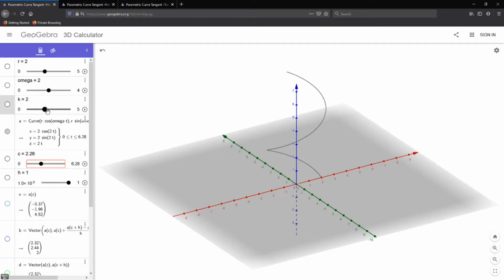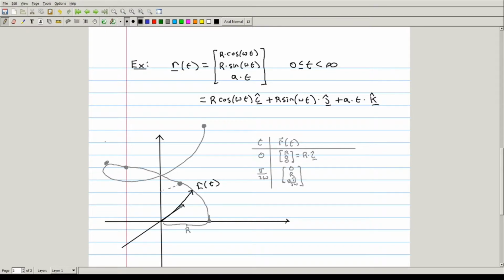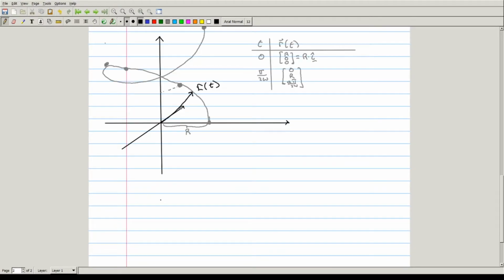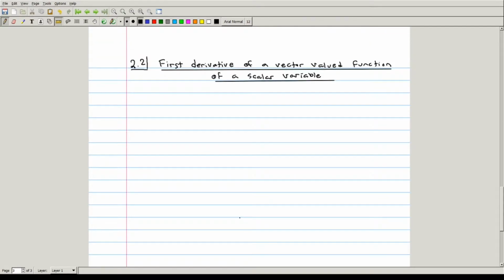But for positive values of k, or a in the notes, this is changing how this helix is stretching along the z axis. So this is our first main example. And this is an example that we'll stick with for a while, especially as we move into the next topic, which is that of the first derivative of this vector-valued function. And this first derivative of a vector-valued function is also known as the velocity vector of the parametric curve.